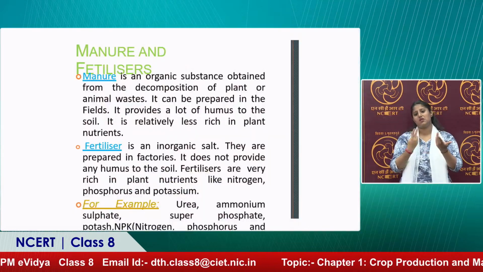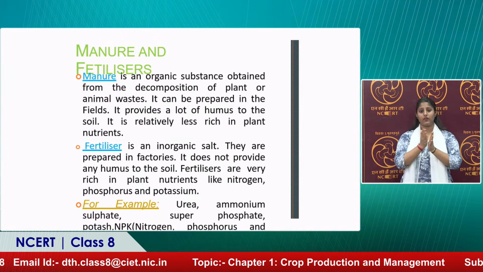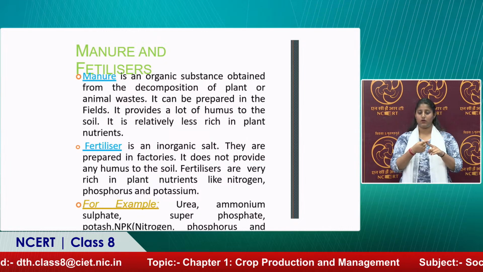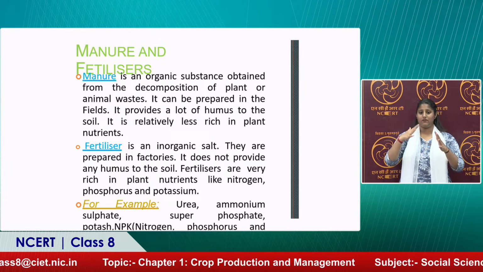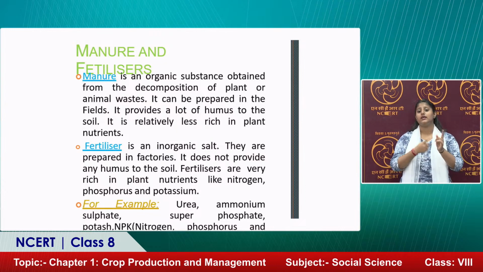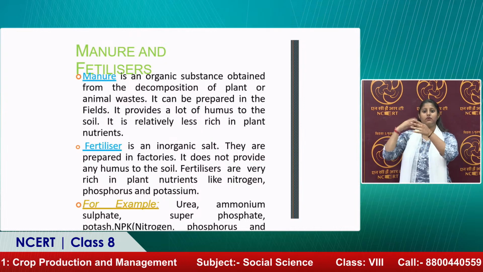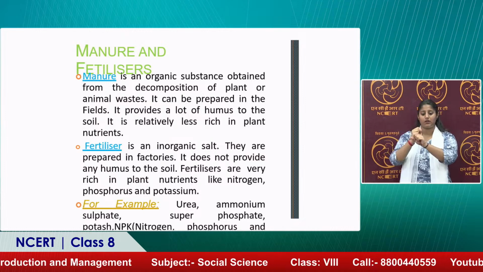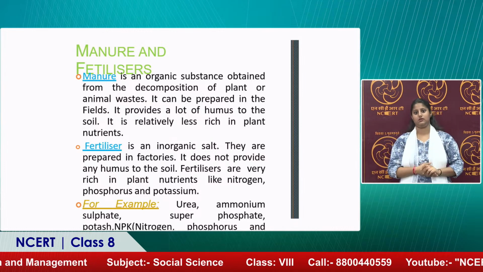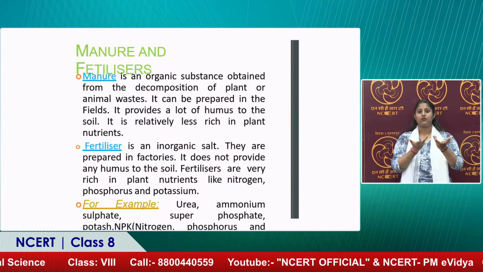Now further we have methods wherein we are using manures. Manures are made by organic waste, leaves, plants, and fertilizers, they are the inorganic substances that we are using. So they are prepared in factories with the help of nitrogen, potassium and phosphorus. Also known as NPK. Yes, also known as NPK. So with this method, we have provided enough amount of nutrients to our plant.